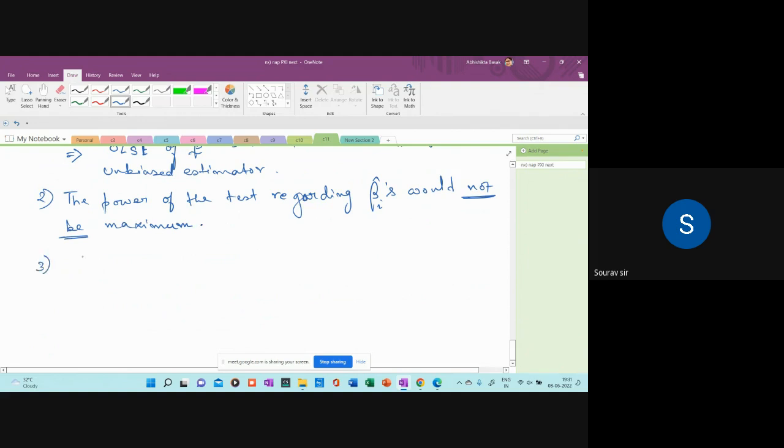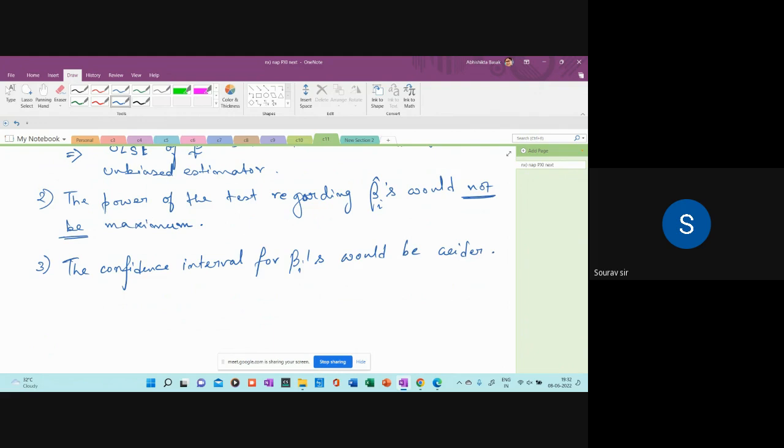And number 3 is the confidence interval of beta i's would be wider. We always want the confidence interval to be as narrow as possible, but it will get wider. Numbers 2 and 3 are basically related, since the testing doesn't give you the maximum power. So the confidence interval for beta i's would be wider. These are the basic points you need to take care of when heteroskedasticity comes into the OLS estimate.